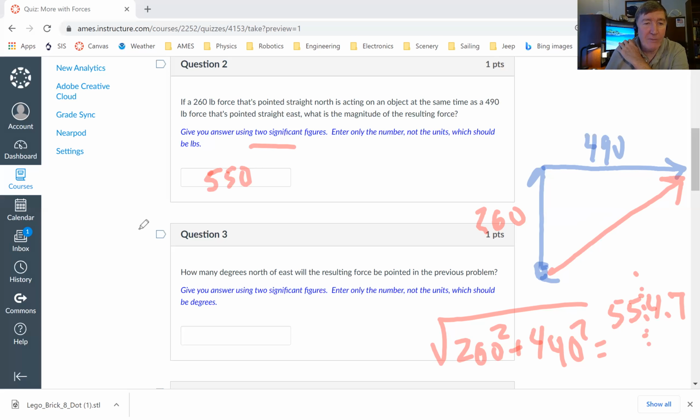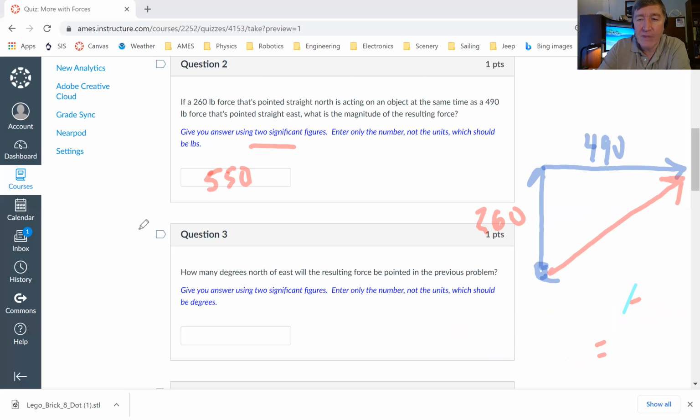Okay, now question number 3. Same problem, but this time I want to know the angle. Now, notice that the question is asking how many degrees north of east it is. So if you look at the triangle that I drew here, this angle here is the angle that we would get if we work with our numbers. This angle is east of north. And the question wants it to be north of east.